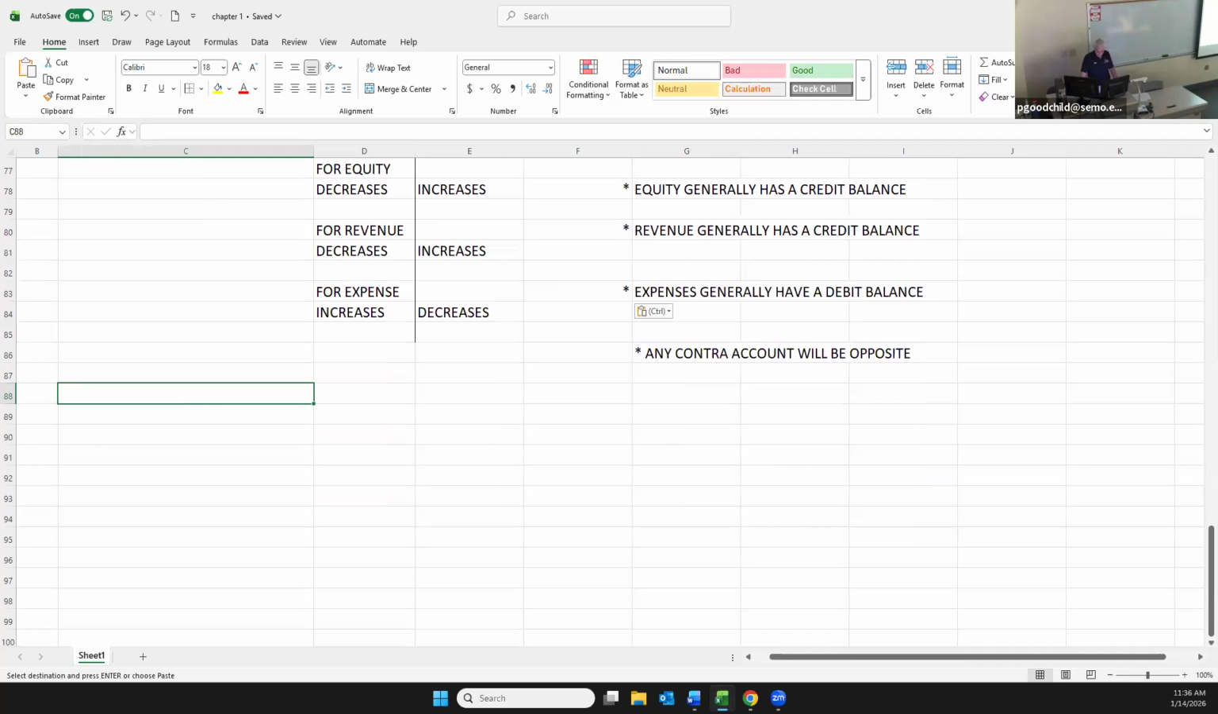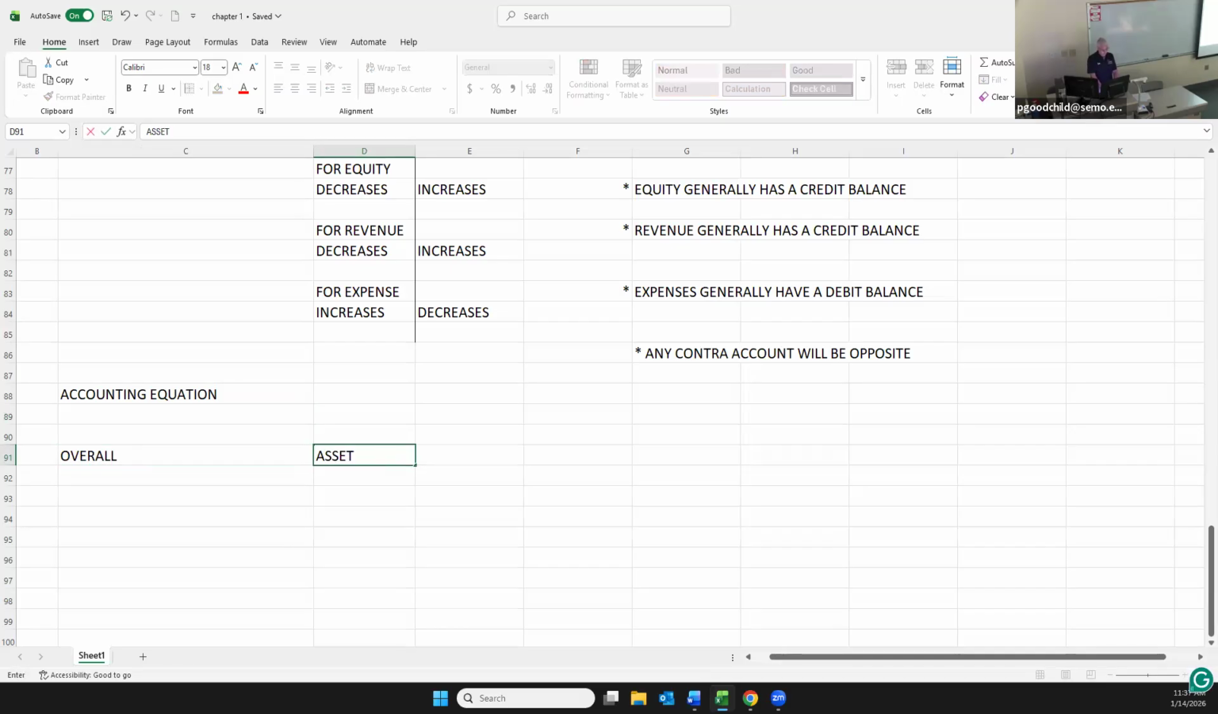Okay. Now, before we jump into an example, and it looks like time-wise we're still good, I want to talk about the accounting equation. And this is the overall. You have assets equal your liabilities plus equity.